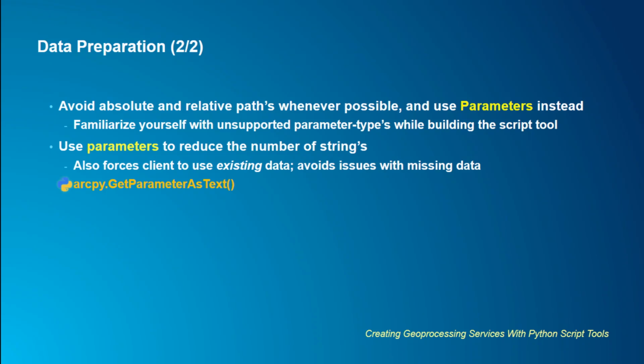But using parameters means you can force your client to specify exactly where that data is going to be located. They're not reliant on a hard-coded string path or relative or absolute path like we talked about in the last slide. So I'll demonstrate that now. We're going to be using the arcpy.getParameterAsText function. And let's take a look.